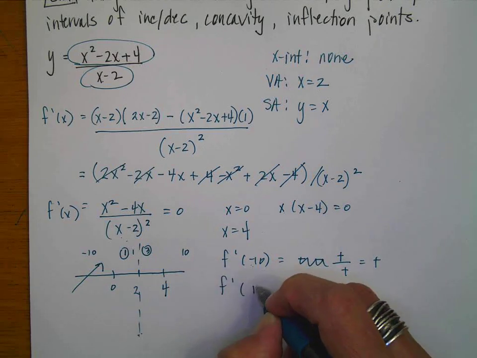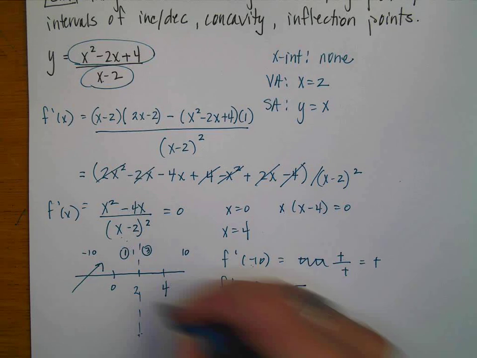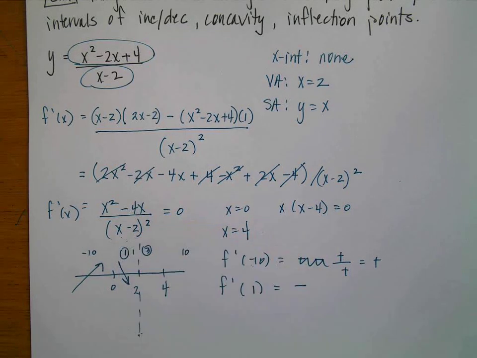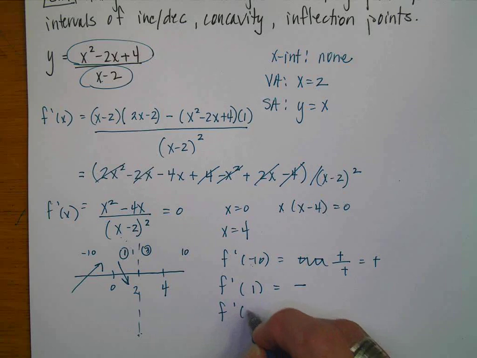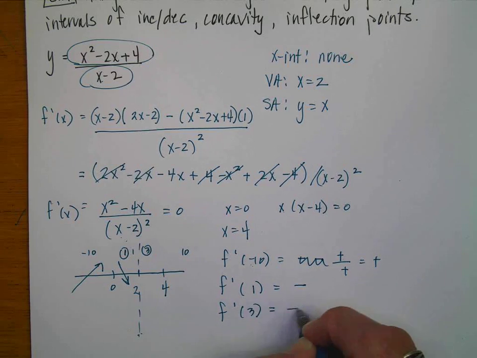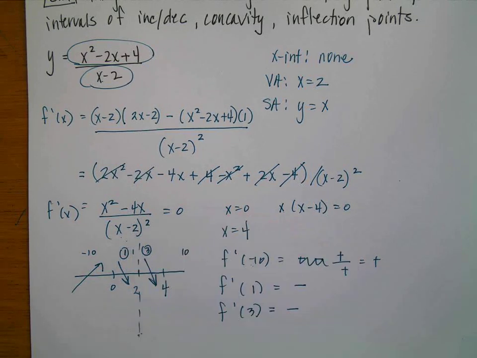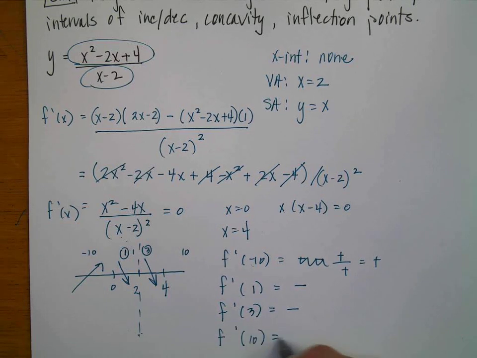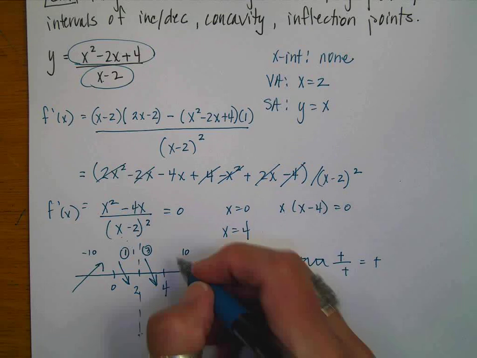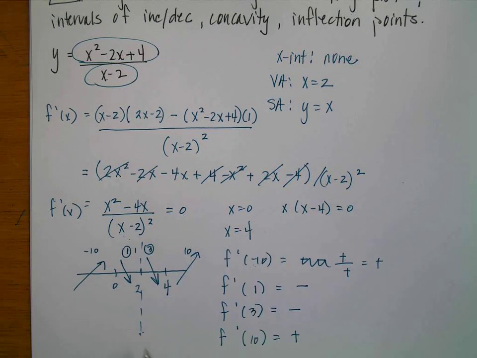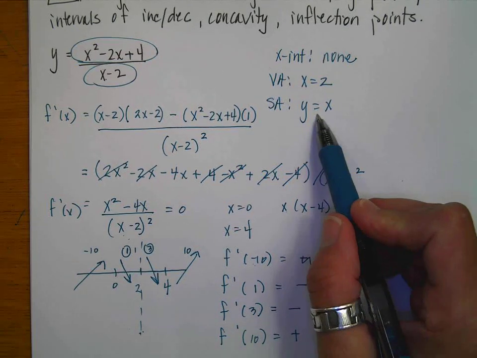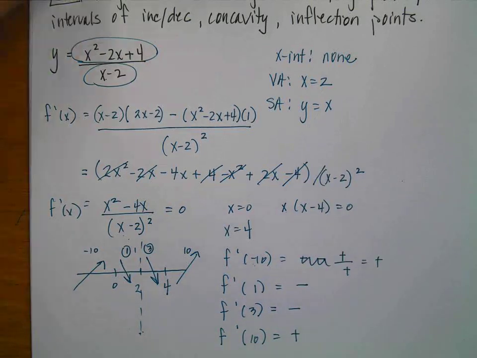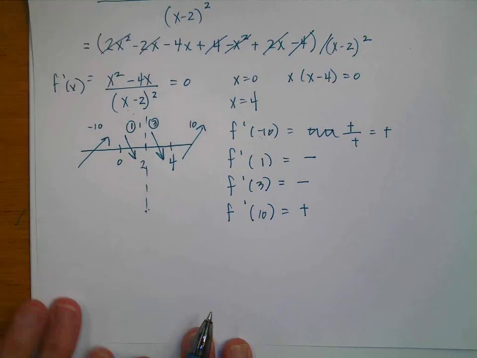Now I'm going to do f prime of 1, and when I do that, I get a negative, so that goes down right there. I do f prime of 3, and I get another negative. Then I do f prime of 10, and I get a positive. I do have an asymptote. It's a vertical asymptote, so remember that's going to push my curve. And I have a slant asymptote. That one is just harder to put on my graph.